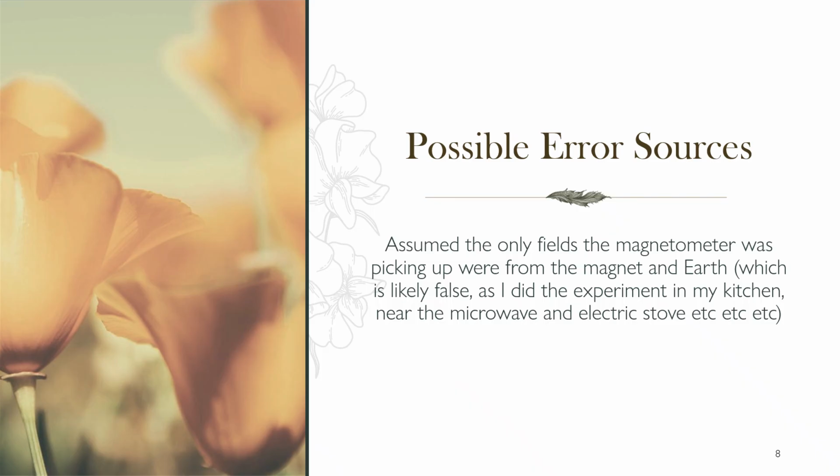Possible error sources were assuming that the only fields the magnetometer was picking up were from the magnet and Earth, which again was canceled out because it was aligned. However, this is likely false because my experiment was on my kitchen counter, and we've got the microwave, the electric stove, all the different electronics that we have in our households that affect magnetic field.